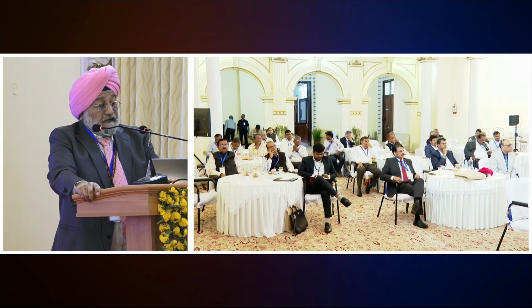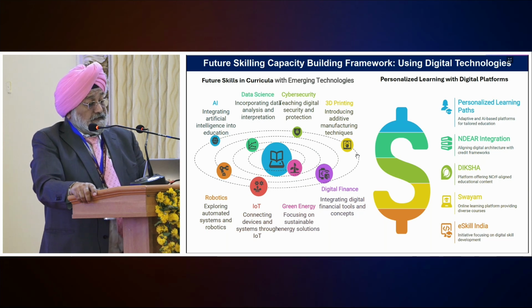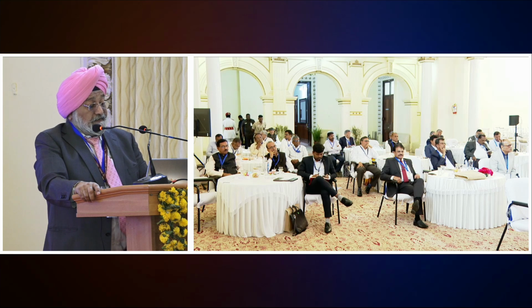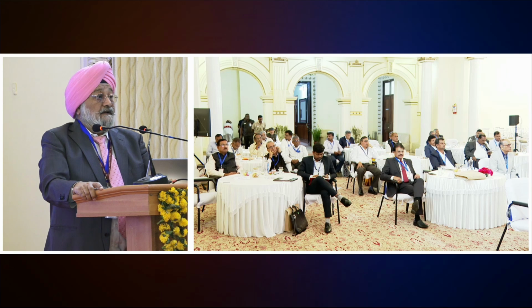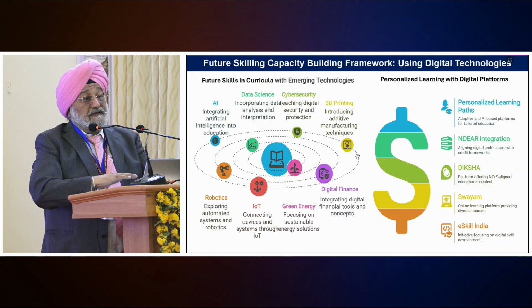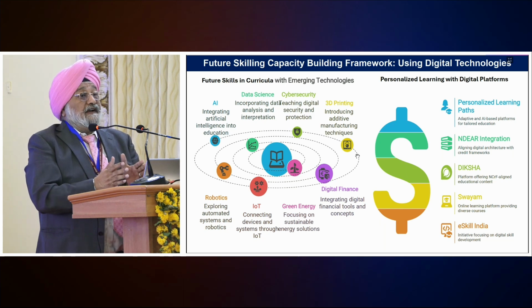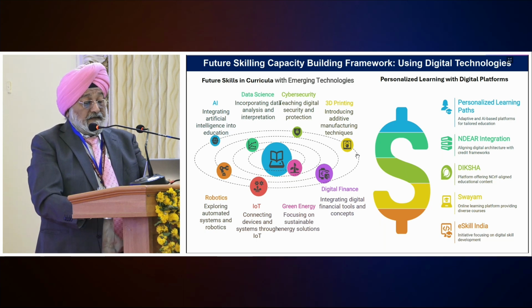The future skills capacity building framework, we have already worked on this. So AI skills, data sciences skills, cyber security, 3D printing, robotics, IoT, green energy, digital finances. So these are some of the skills which cut across the departments. They cut across universities. They cut across subjects. And you can add them as part of different sectors. When you cross them with different sectors, you create different courses, different subjects. And that is what is being done by NCVET most of the time.